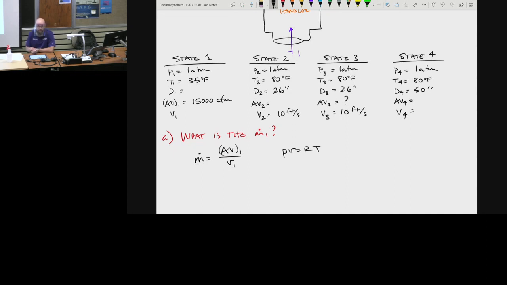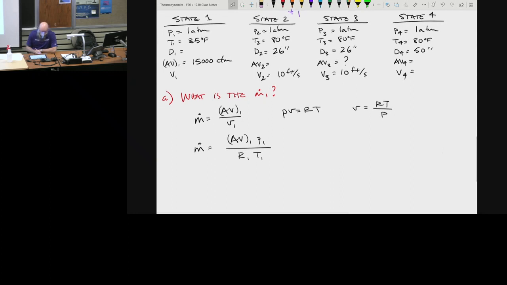We can't say that about the water. We have to look up the properties for specific volume. But I know the specific volume is going to be RT all over P. So I know that my mass flow rate is going to be the volumetric flow rate at 1 times the pressure at 1 all over the R value for 1 times the temperature of 1. That's what we're going to be dealing with. And we know the volumetric flow rate at 1, the pressure at 1. We can calculate the gas constant at 1, and we know the temperature at 1, so we're good to go.